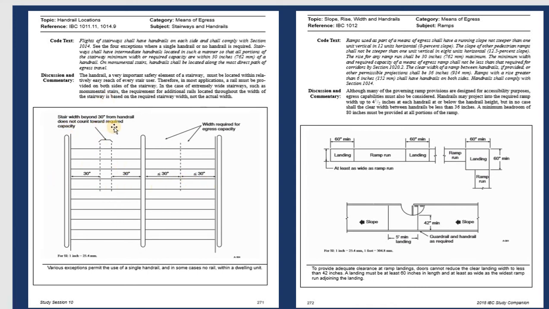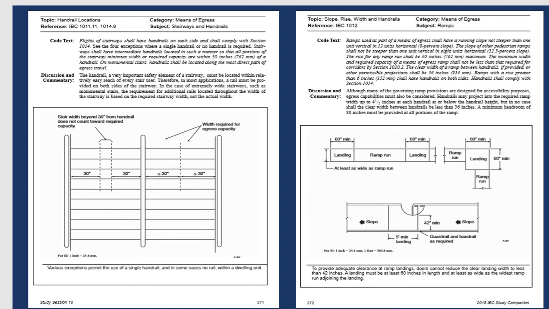Stair width beyond 30 inches from the handrail does not count toward the capacity. So if you have more than 30 inches, the distance right here does not count for the capacity, which means the number of people in the building.